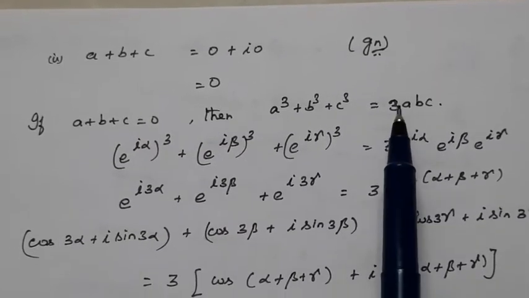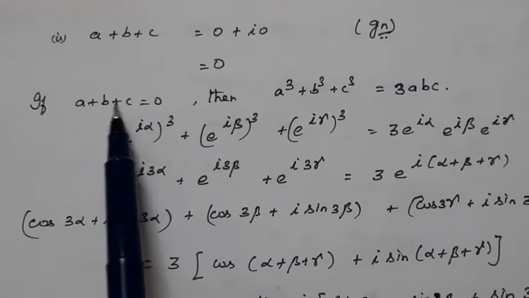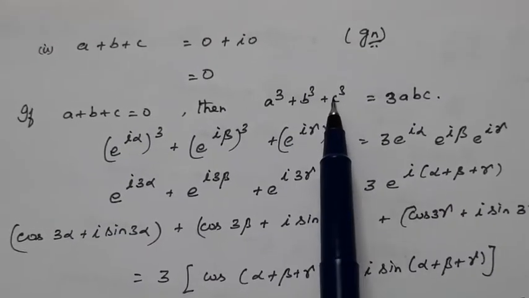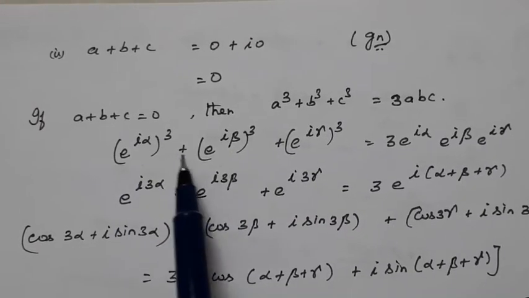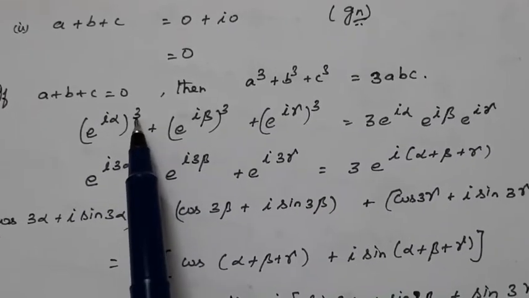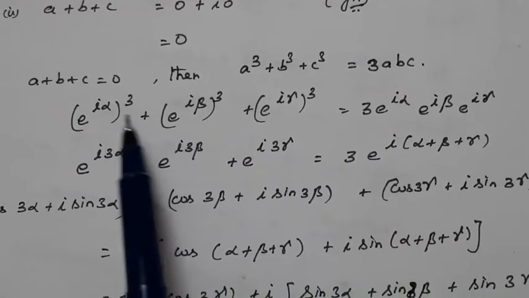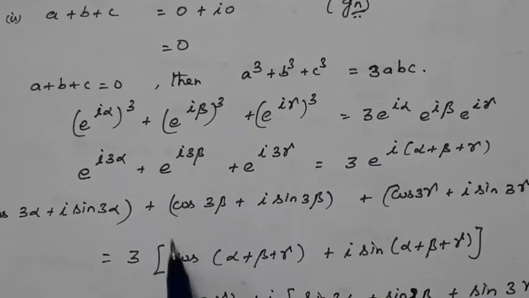Now, we are going to use this algebraic identity: if a plus b plus c is equal to 0, then a cube plus b cube plus c cube is equal to 3abc. Now, what is a? a is e power i alpha and b is e power i beta. So, here we are going to take the cube. That's why I have used the Euler form, in order to make the calculation easier.